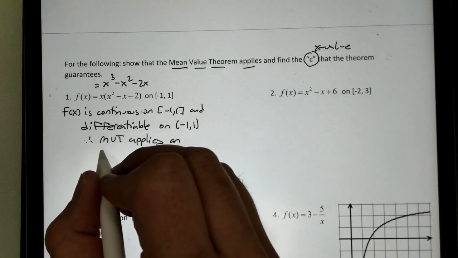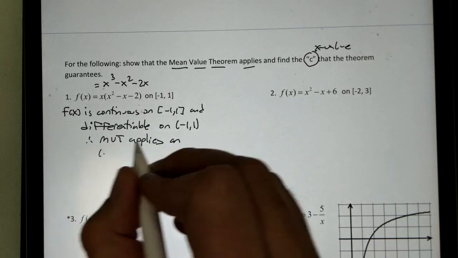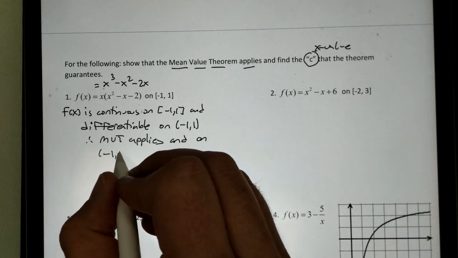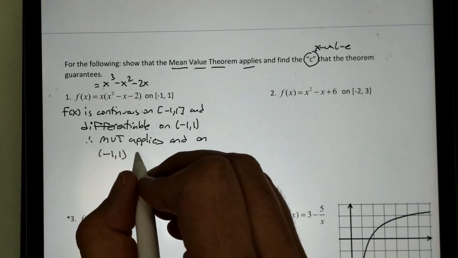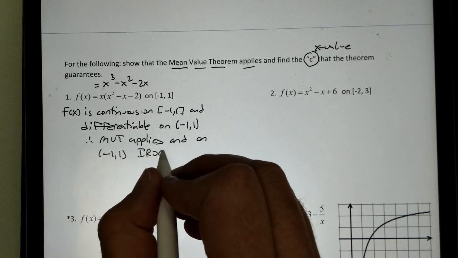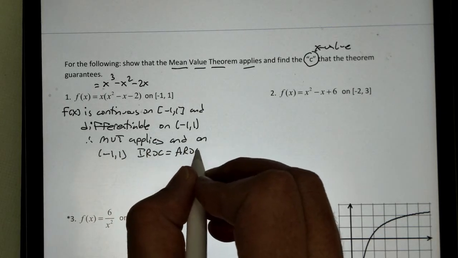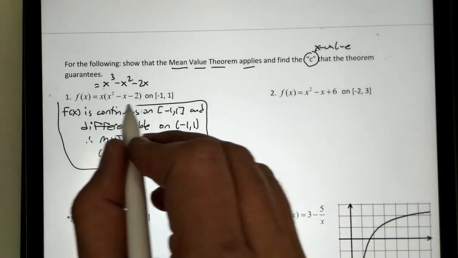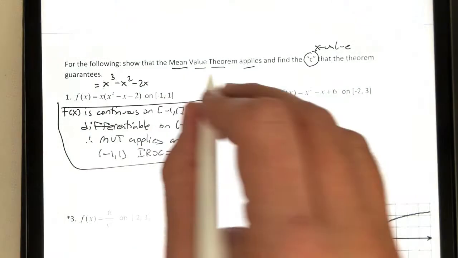And somewhere on our interval, -1 to 1, notice I'm going to use a soft bracket here, we're going to say that the instantaneous rate of change equals our average rate of change. There's our answer. That's it. We're just going to leave it like that. But now we got to find, of course, where.